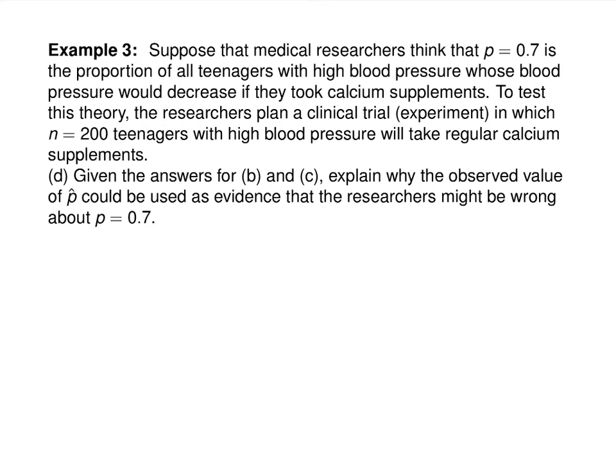So, given the answers for B and C, explain why the observed value of p hat could be used as evidence that the researchers might be wrong about that 0.7. Well, notice that your interval, just write this down here so you can actually see it, was from 0.6028 to 0.7972.